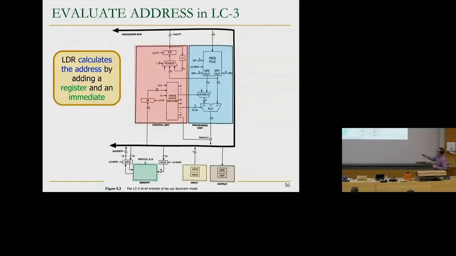Basically, LDR calculates the address by adding a register and an immediate. So the decoder told us what that source register is. The decoder also told us what that immediate is. This is not shown here, but what happens is you access the register file, get the source register value, and add to it the immediate value, actually a sign-extended version of the immediate value over here. You'll see this in more detail later on. So you have a special adder over here that has the address. So now we have the address.